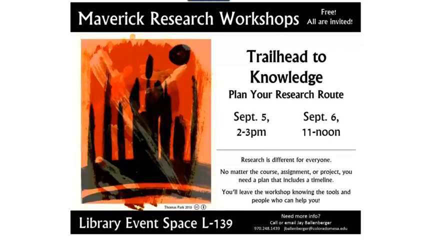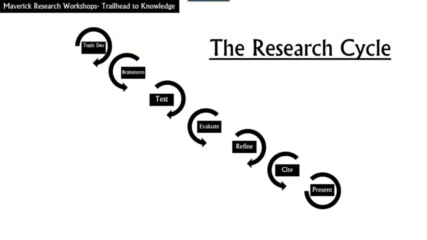I'm an instruction and reference librarian, and I'm going to be walking you through the first of our four-part series of research workshops. This one we call Trailhead to Knowledge, and it's about planning your research route. To get going, we're going to be talking about the research cycle through the entire series, all four workshops. Today we'll talk about a couple of these, but I just want you to see the entire research cycle. And this is kind of a generic research cycle.